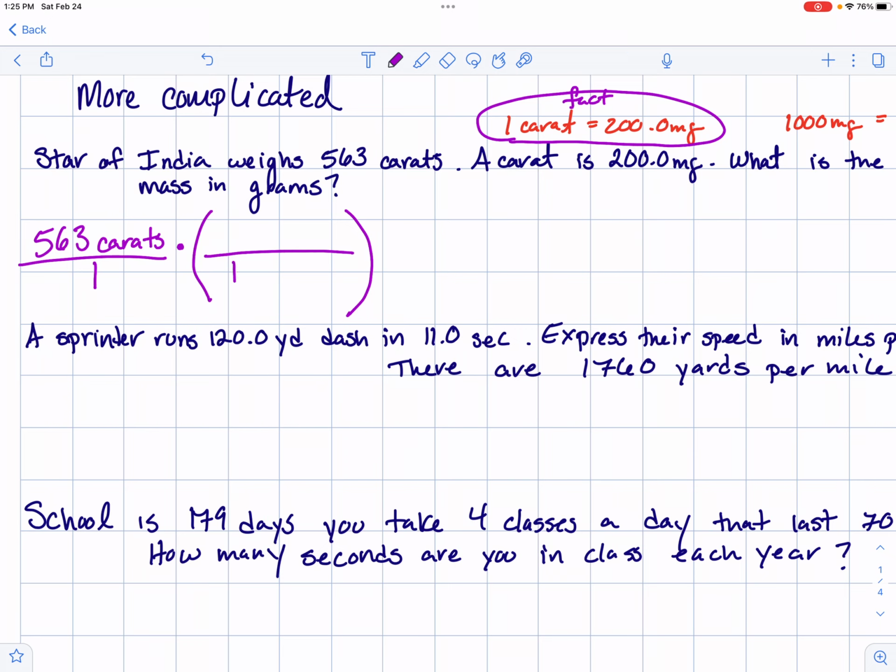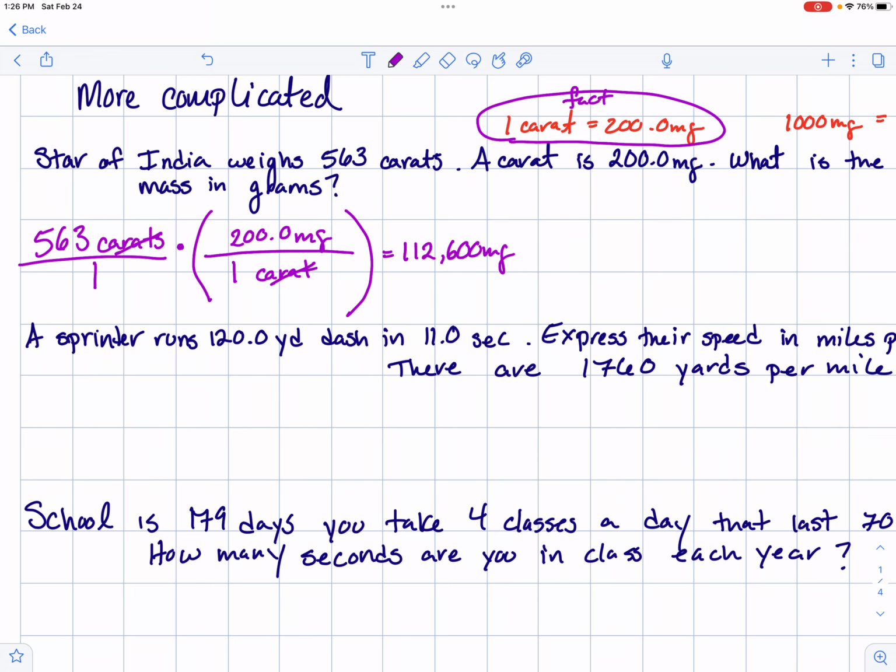So I'm going to put 1 carat on the bottom so that carats will eventually cancel. And 1 carat is 200 milligrams. So then I'll go ahead and let carats cancel, and then when I put that in my calculator, I come out with, oh, that's a big number, 112,600 milligrams. Okay, great. So now I'm in milligrams, but I don't want to be in milligrams.